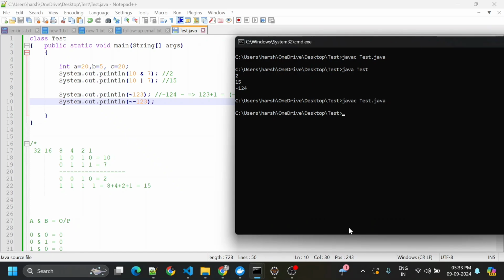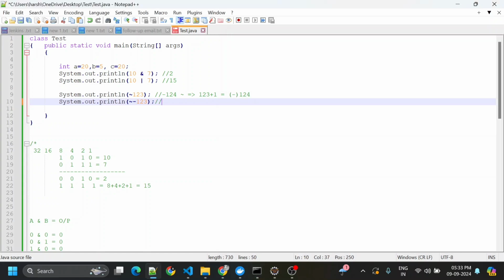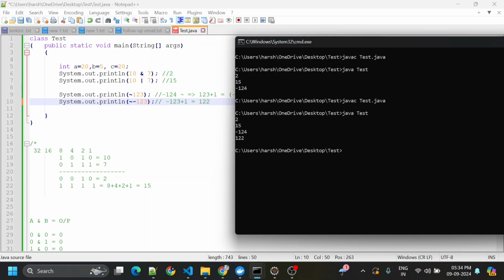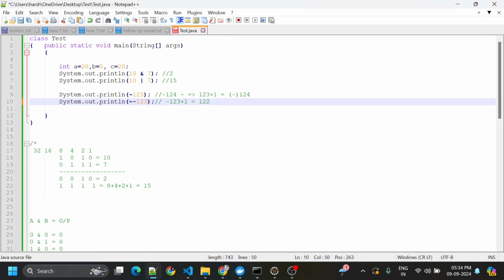Compile it, execute it. Okay, the answer is plus 122. So what is happening over here is, it is minus 123 plus 1 plus 1 equals 122, right? So the answer is 122. That is how it is giving us the answer 122.